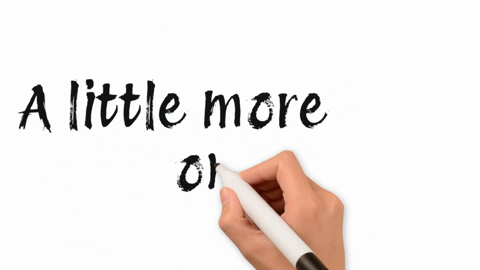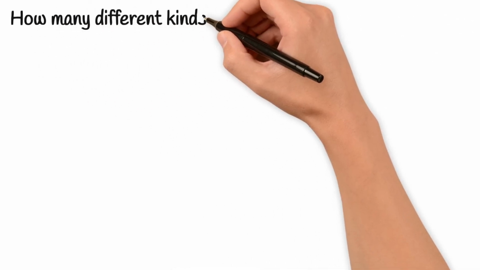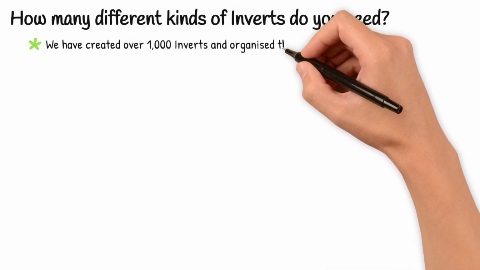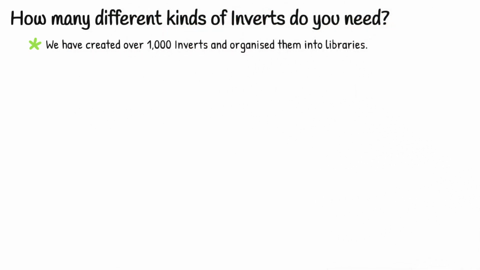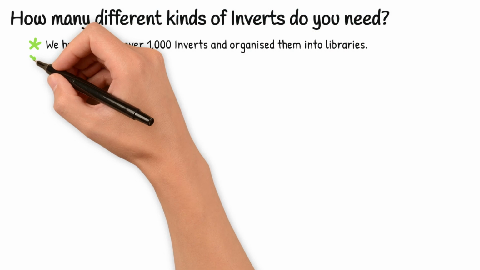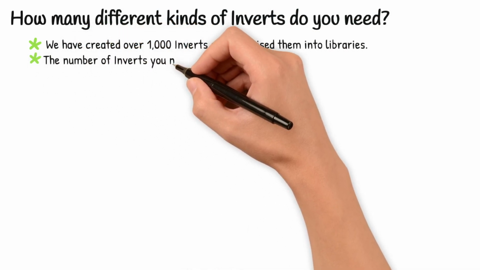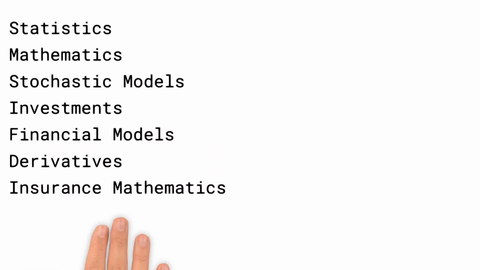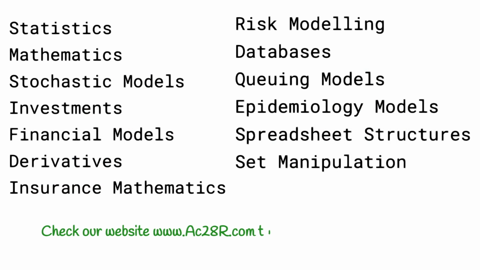By now, I'm sure you have a few questions. How many different kinds of inverts do you need? We've created well over 1,000 types of inverts and organised them into libraries. And for most categories, we found that the number of invert templates that you need is actually quite finite. And these inverts already are sufficient to cover a broad range of technical topics. We continue to build and test new libraries.